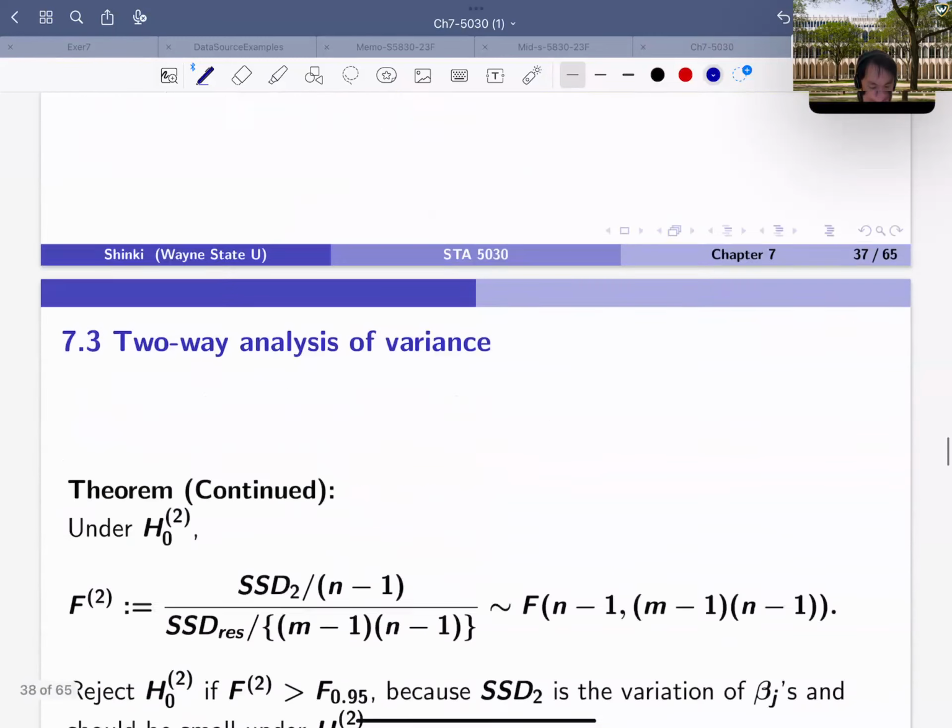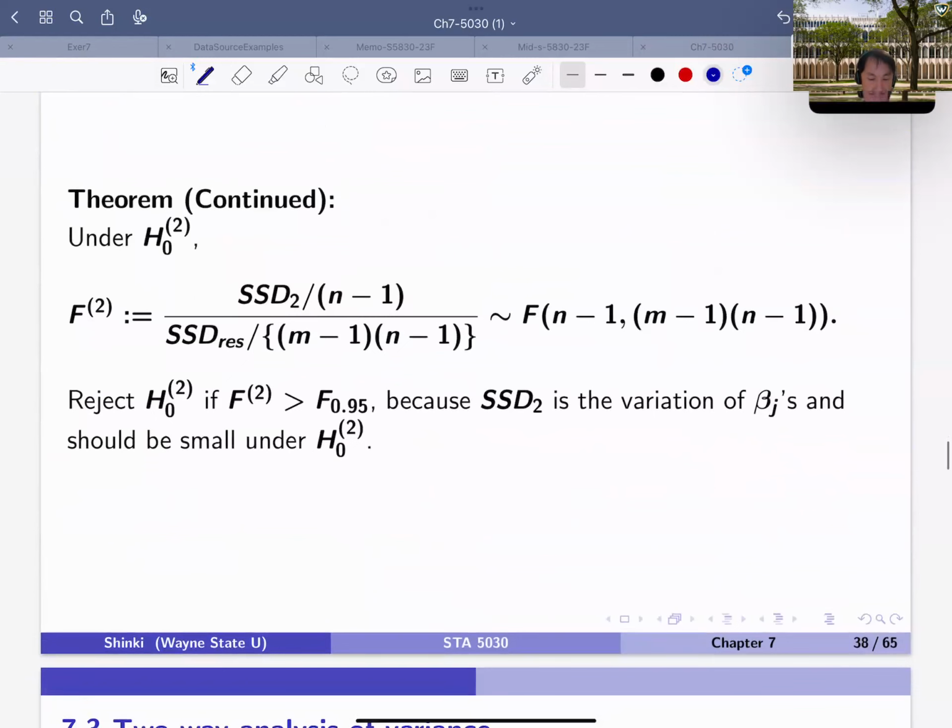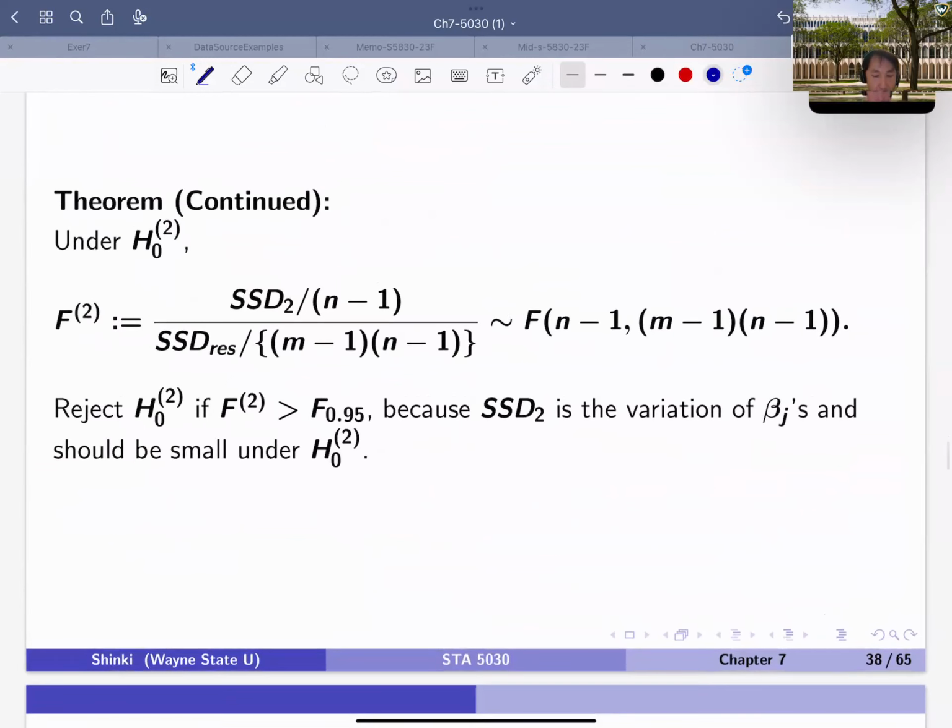Okay, good. And the next one is almost the same. How to test the second hypothesis? We compare SSD2 and SSD residual. The second factor has n groups, so here n minus 1, and the SSD residual we divide by (m minus 1) times (n minus 1). Again, if this F superscript 2 is large enough, then we reject H naught.